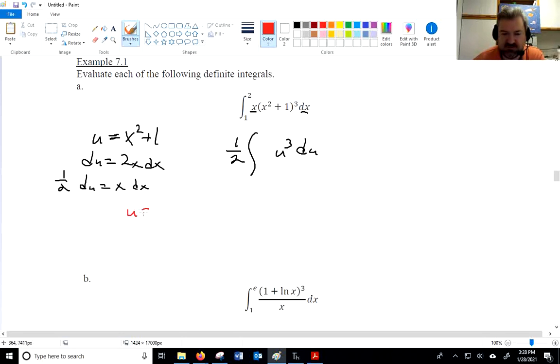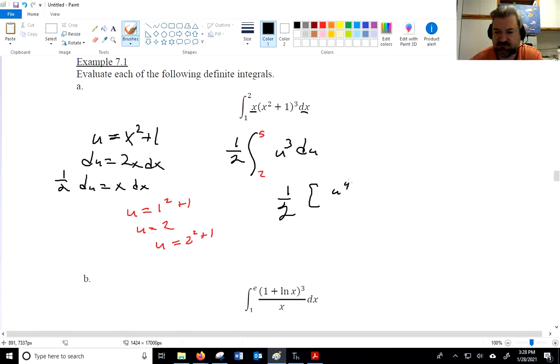Since u is equal to x squared plus 1, if x equals 1 is my lower bound, when I plug 1 into x, u is 2. And my upper bound of 2 becomes a 5. And you need to do that. You're allowed to just leave them off if you want to do all the u substitution work and come back, but we don't want to do that. We want to change the bounds and do it properly. If it's a free response question and you don't change these numbers, you will get points off because that's inconsistent.